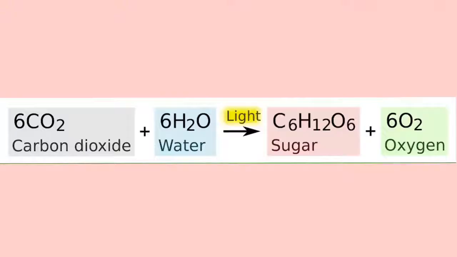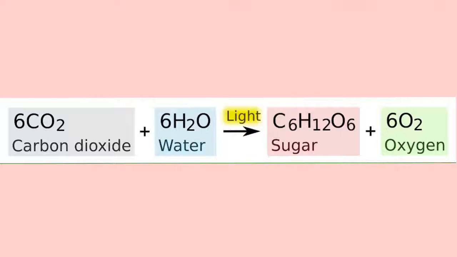I'm going to present the photosynthesis equation, reactants, and products, and light-dependent reaction. The equation for photosynthesis is 6CO2 plus 6H2O yields 6O2 plus C6H12O6. The reactants are carbon dioxide, water, and light. The products are oxygen and sugar.